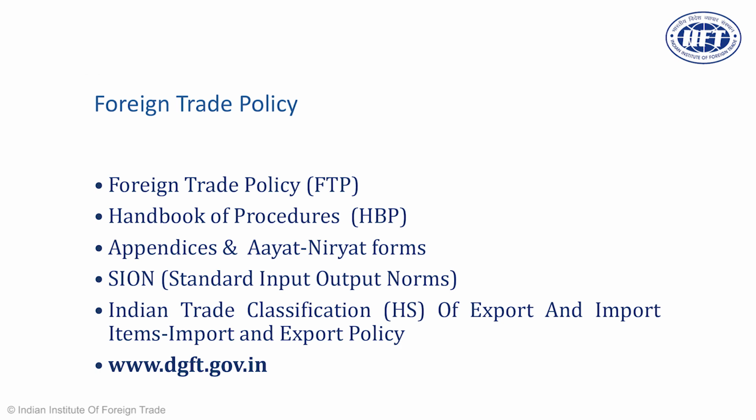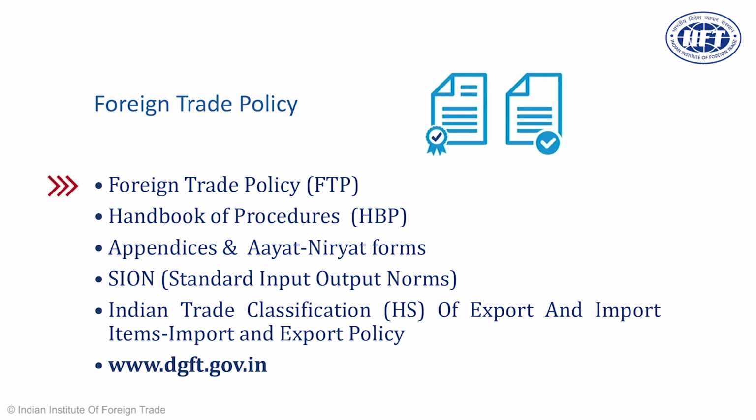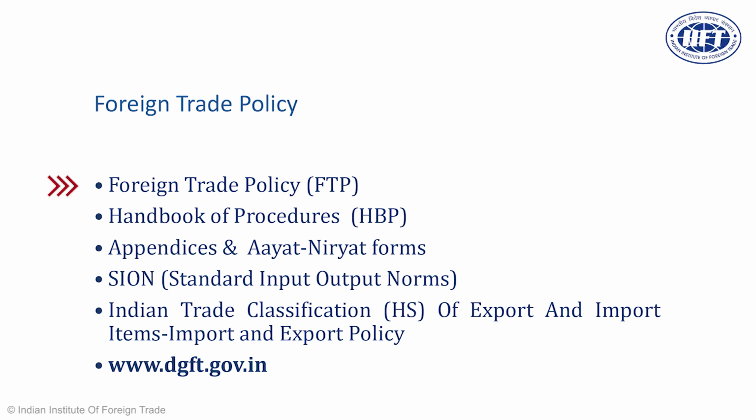Friends, I was talking about the documents which are there, which contain the provisions of the FTP. So let us go through them one by one. We have the foreign trade policy, which is the core document. The major document under the FTDR Act is the FTP. Then there is a handbook of procedures. This document basically provides for the various procedures which the exporter need to follow before applying for certain schemes under the FTP. And then there are the appendices and the Niryat forms.